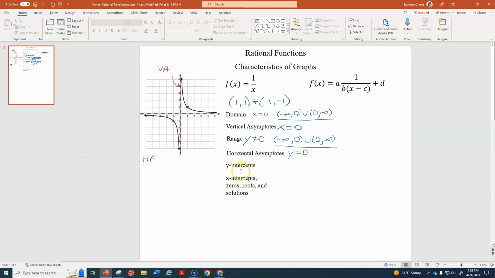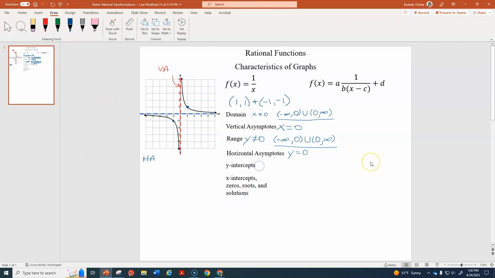So we will have y-intercepts and x-intercepts. We will just have to transform it in order to have any. So for purposes of your notes, we're going to write none. If I can get my pen to work. We're going to write none. And this is for the parent function. None and none.